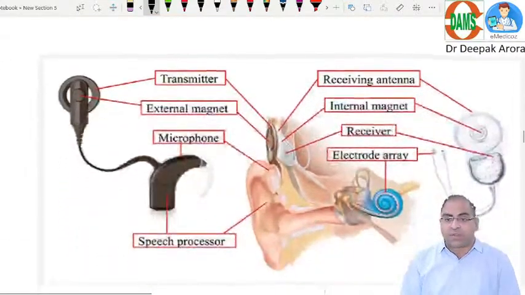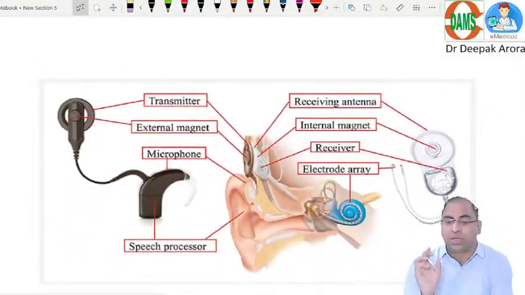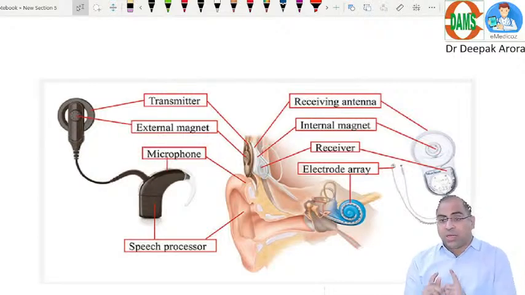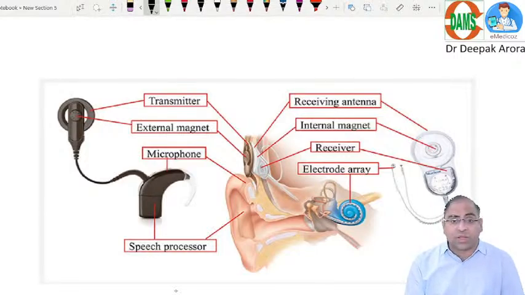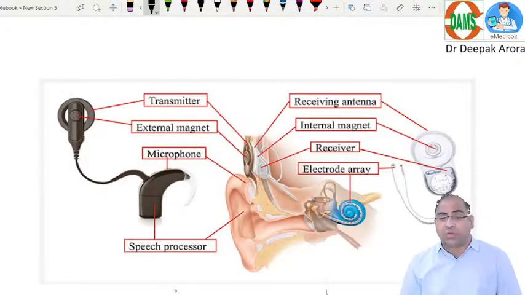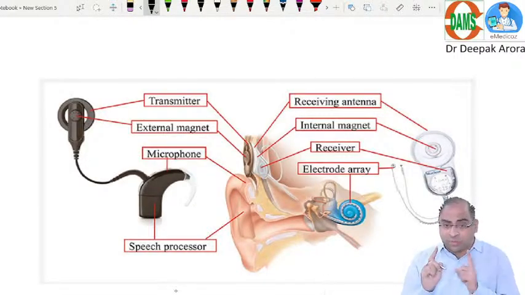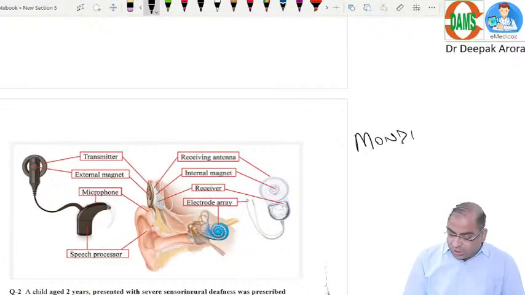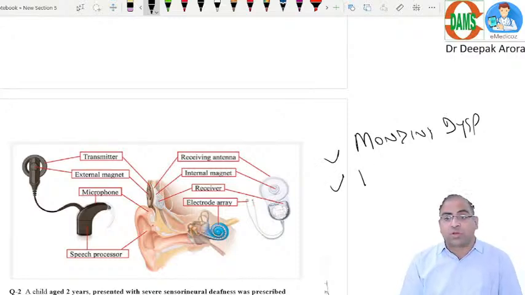But after this session, just do one favor for me. This slide should be on your tips. I am expecting one MCQ. This is cochlear implant. We use it in sensorineural deafness, where your 8th nerve has to be normal, intact. Why? Because it stimulates your 8th nerve. So it is for sensory deafness. The most common indication of cochlear implant is Mondini dysplasia. What is the lowest age for using cochlear implant?